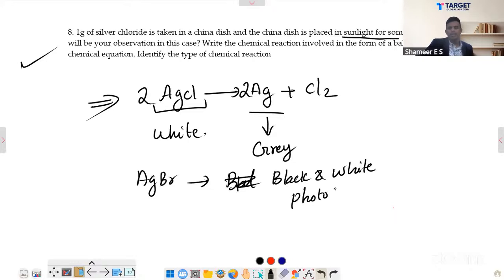In some questions they can ask: a substance A in presence of light converts its white color to gray, and is used in black and white photography. Identify the substance A. That kind of question they can ask, so don't miss that. Next.